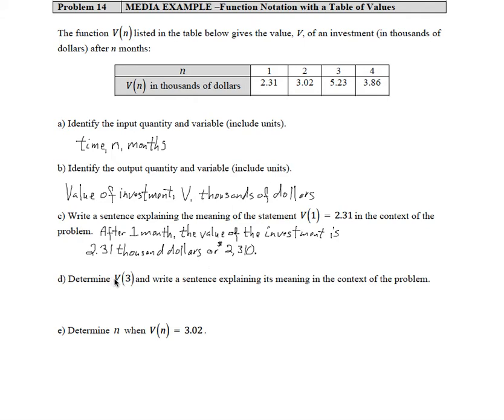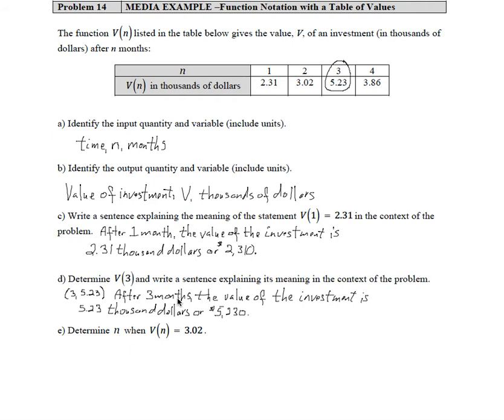Part D, determine V of 3 and write a sentence explaining its meaning in the context of the problem. If we go up to our table and look for an input of 3, we have an output of 5.23. That gives us the ordered pair 3, 5.23. Pause the video and write out your sentence like in part C and then check back. So after 3 months, the value of the investment is $5.23 thousand or $5,230.